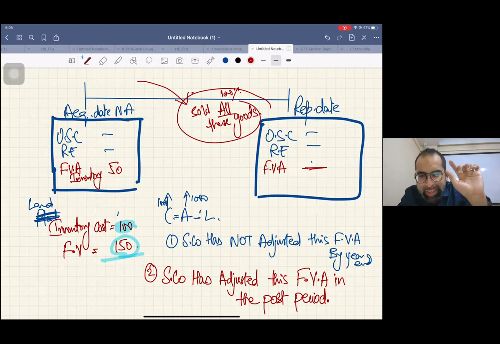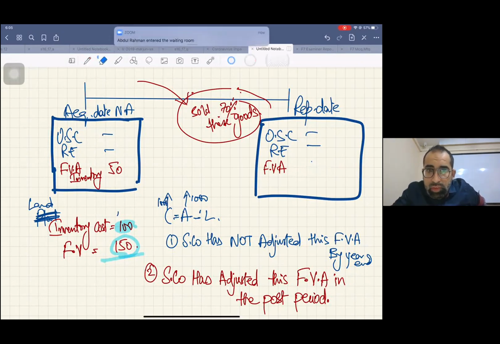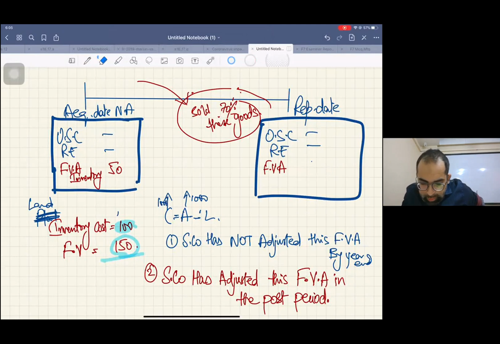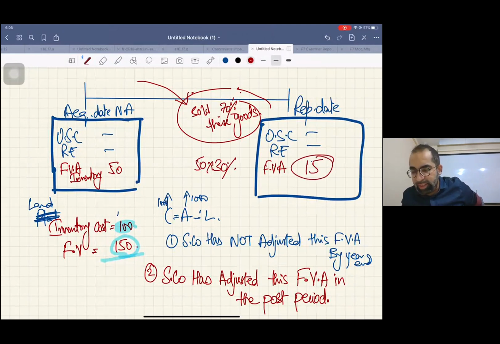Now students, let me change my wordings. What if, out of 100%, it is written that 70% of goods are sold? It means 70% of the profit is realized, 70% of the transaction has been booked in the post period, so the remaining 30% is left. So now what you will do: 50 was the original total gain, times 30%. You will adjust 15 here, and when you adjust 15 on the reporting date, you will adjust 15 on the asset side as well. This is the question which you are doing right now.